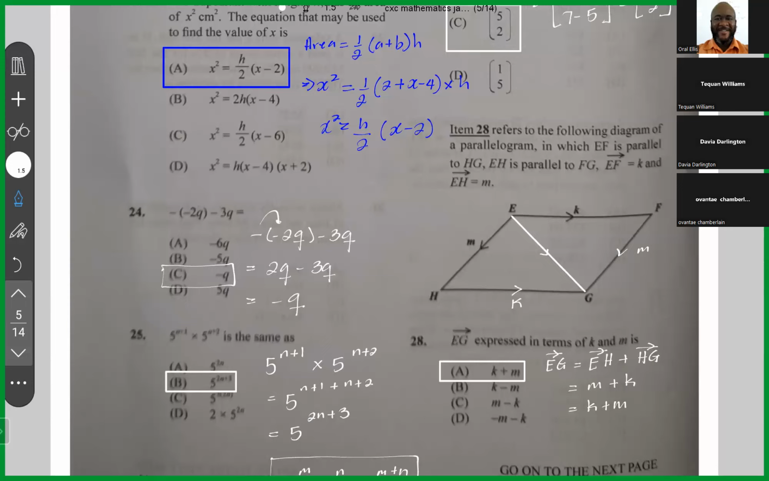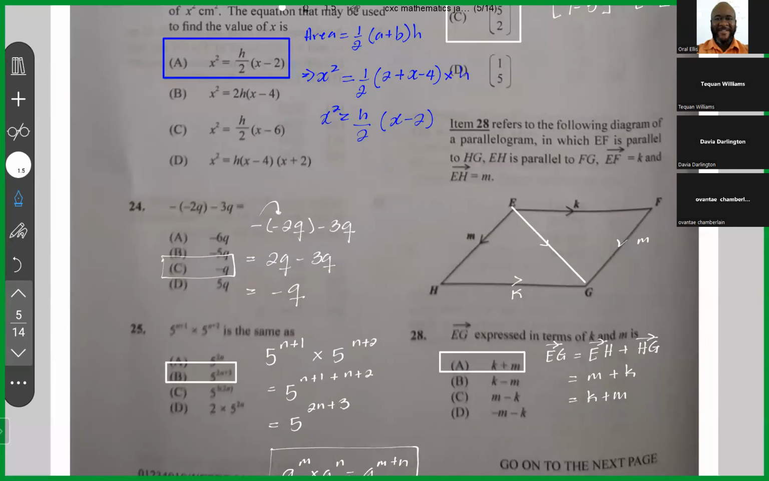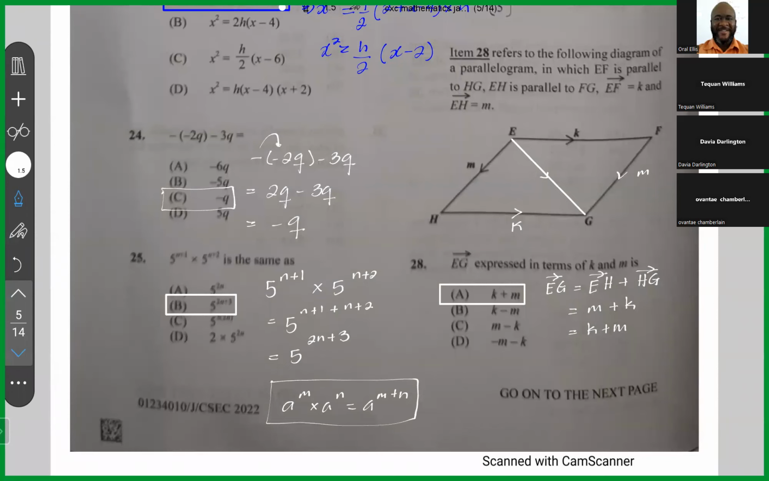Now, using the triangle law of vectors, the vector EG is equal to the vector EH plus HG. It's the triangle law of vectors. You start with E, you end with G, and the other letter H is in the middle. Now, EH is equal to M and HG is equal to K. The answer is M plus K. Turn it around, it is K plus M. The answer is A. That's one of those questions that nobody should get wrong.